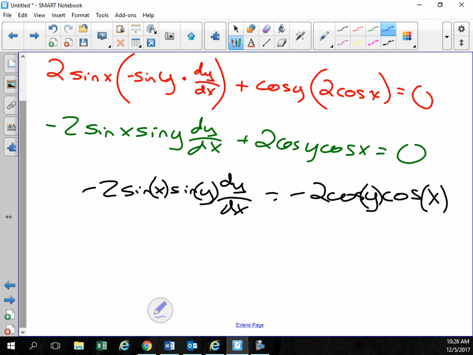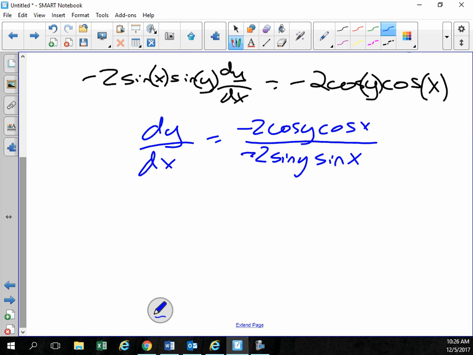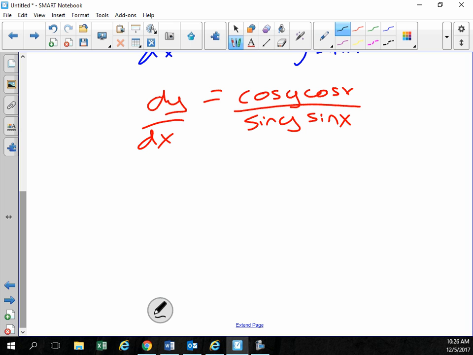You all realize this gives you dy dx equals negative 2 cosine y cosine x over negative 2 sine y sine x. Right? What can cancel out this time? Negative 2. So I'm left with cosine y cosine x over sine y sine x. Everyone agree? Can we simplify further? Yep, cotangent x times cotangent y.